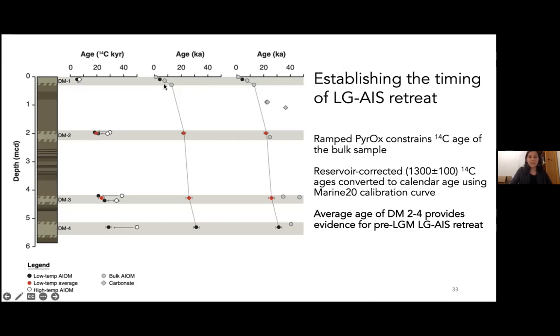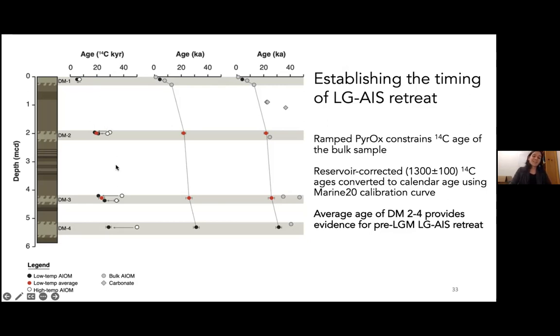We have decent age constraint in the upper unit, and we only had one Ramped PyrOx date for this unit. And that mostly has to do with the fact that these cores are now 22 years old and they are very well sampled. So if anyone's looking for an excuse to go back here, we need more of these cores. So write a proposal.